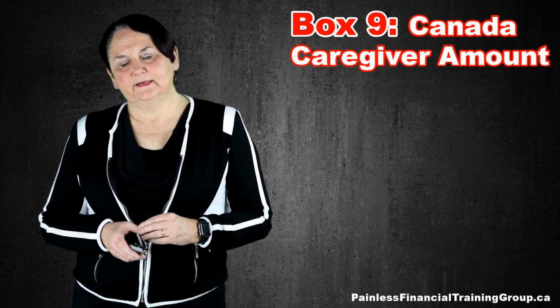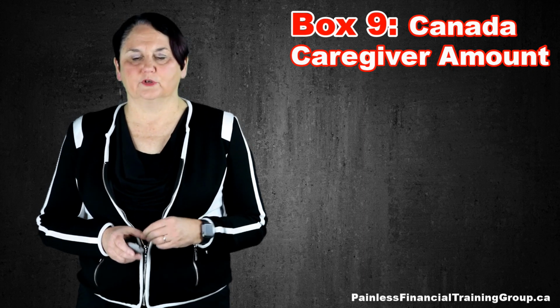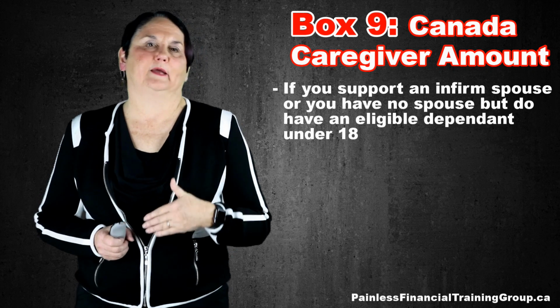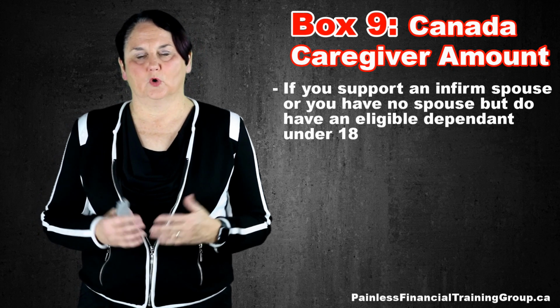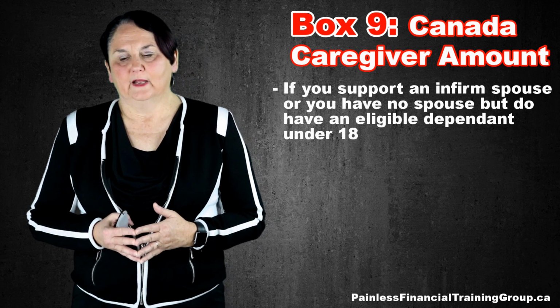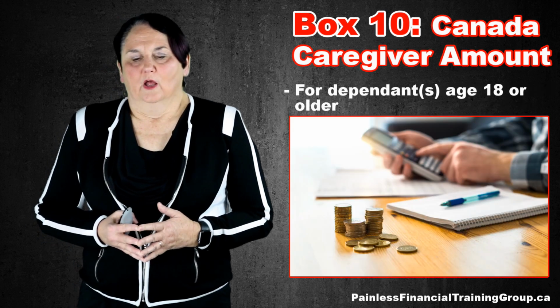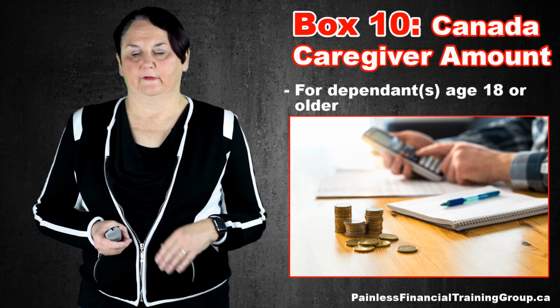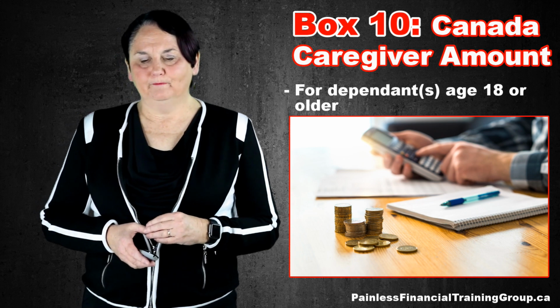Box 9 is the Canada Caregiver amount, which is an infirm spouse or an infirm dependent under the age of 18. So in either category you have an amount to put in box 9. Box 10 is the Canada Caregiver amount for dependents age 18 and over. There's a worksheet on that coming up shortly at the end of the video.